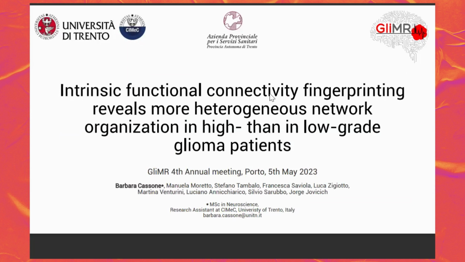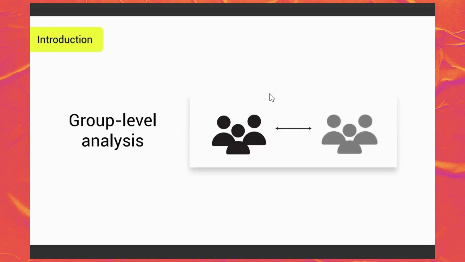I'm a research assistant from the University of Trento in Italy, and my presentation today is about intrinsic functional connectivity fingerprinting in high-grade and low-grade glioma patients. According to classical statistical approaches, one can extract a metric at the single subject level, and then usually compare group averages between two populations, say a clinical population and a control population.